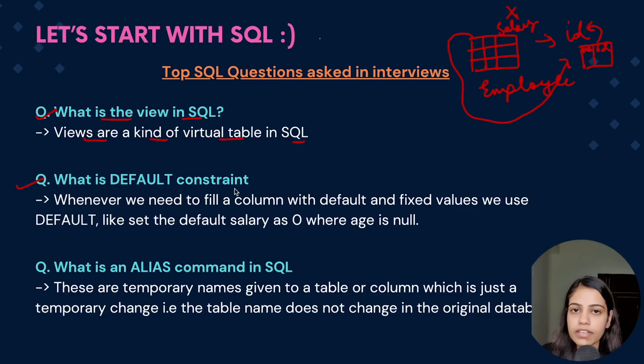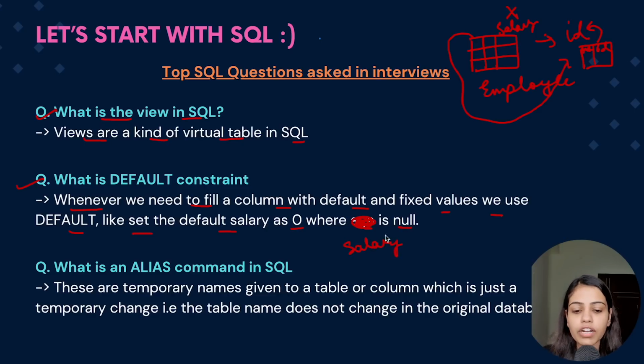Now what is a default constraint? Whenever we want to provide a default value for a given column, we use this default constraint. Whenever we need to fill a column with default, or you can say fixed values, we use default. Like set the default salary as 0 where age is null. So it should be salary is null.